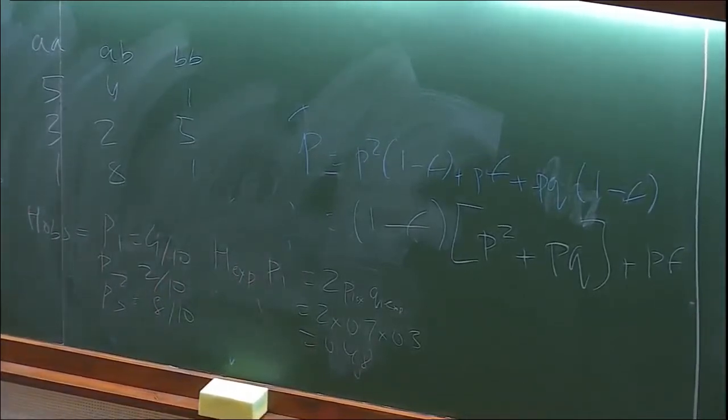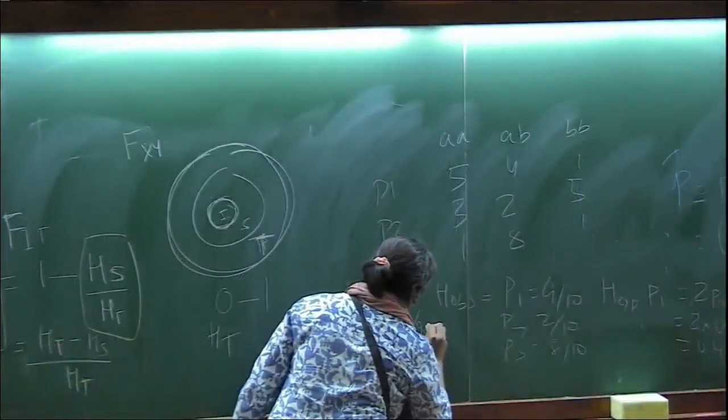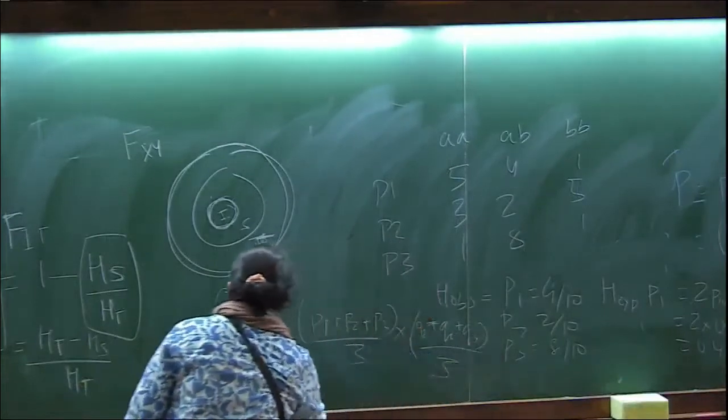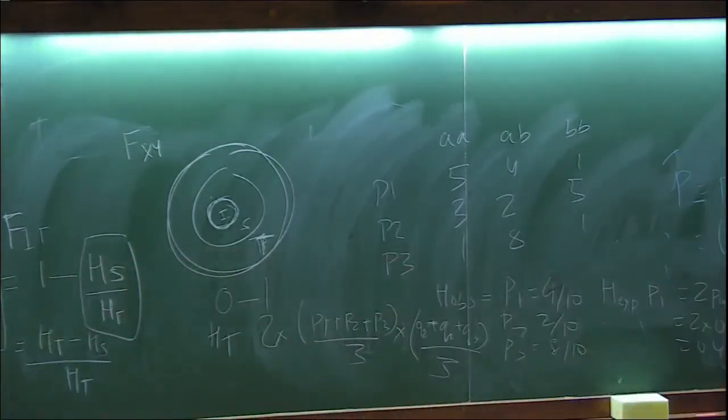And how do you calculate the total HT? HT would be P1 plus P2 plus P3 by 3 into Q1 plus Q2 plus Q3 by 3, right? Okay? That is if there were no boundaries.